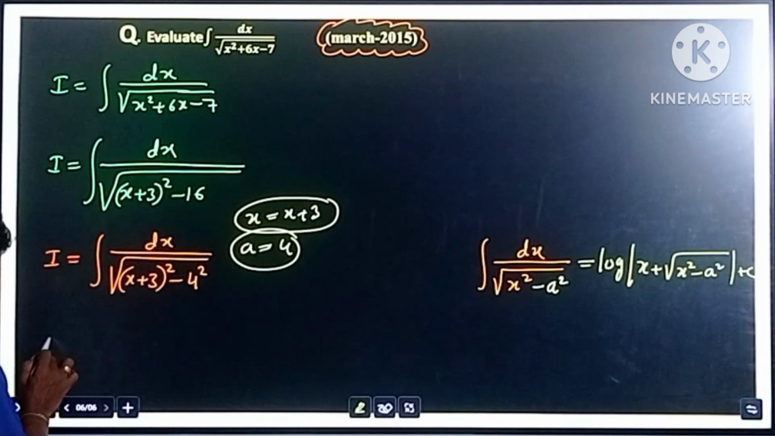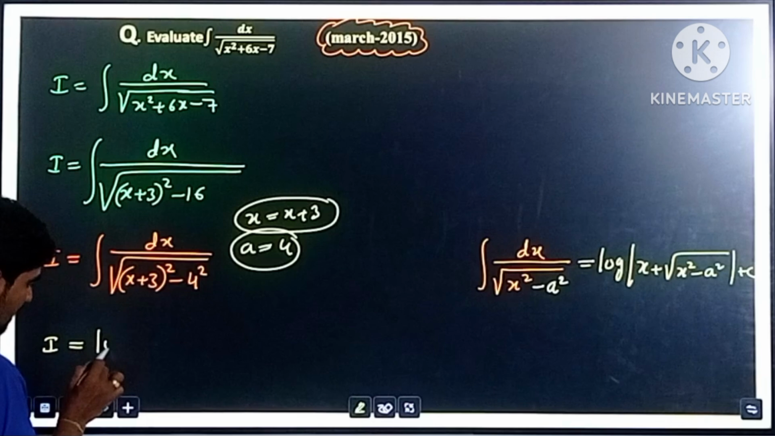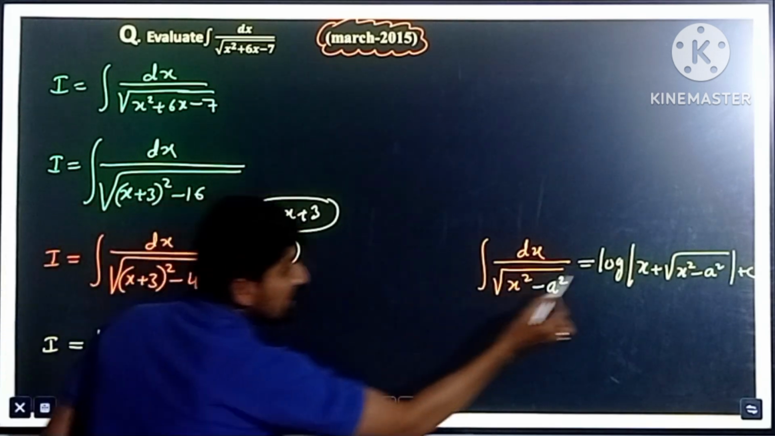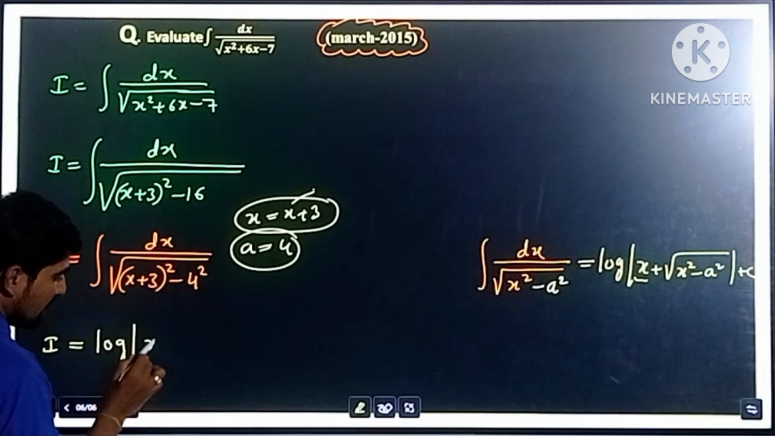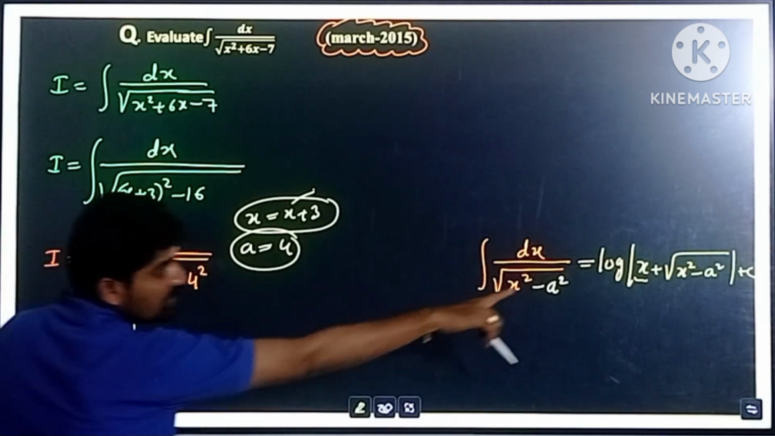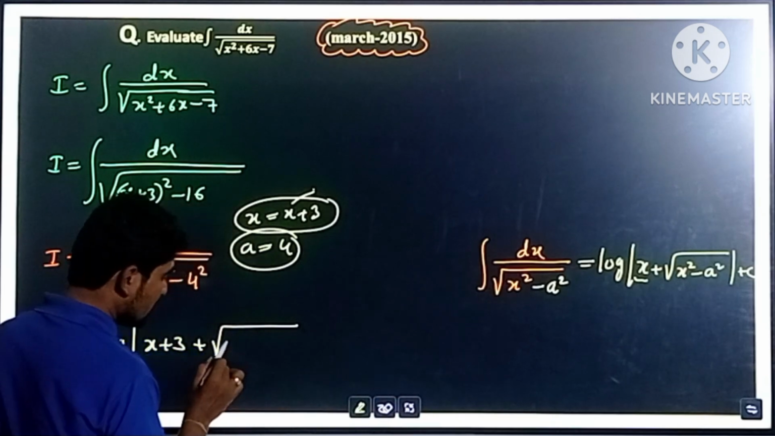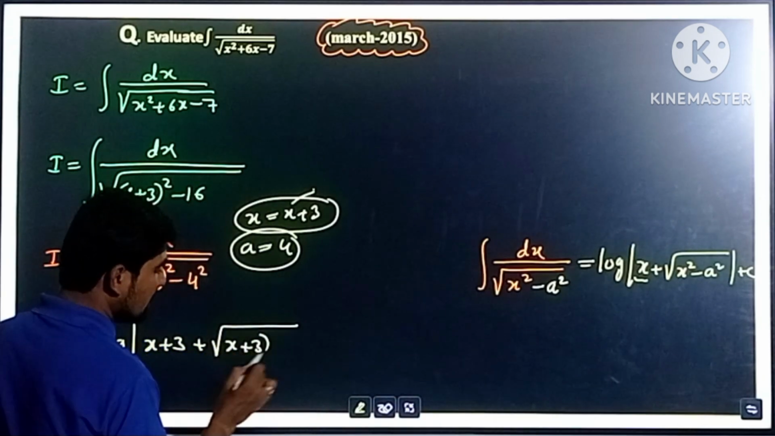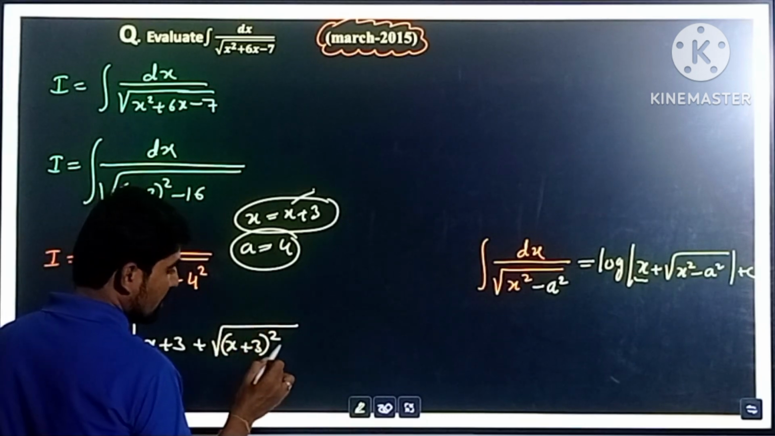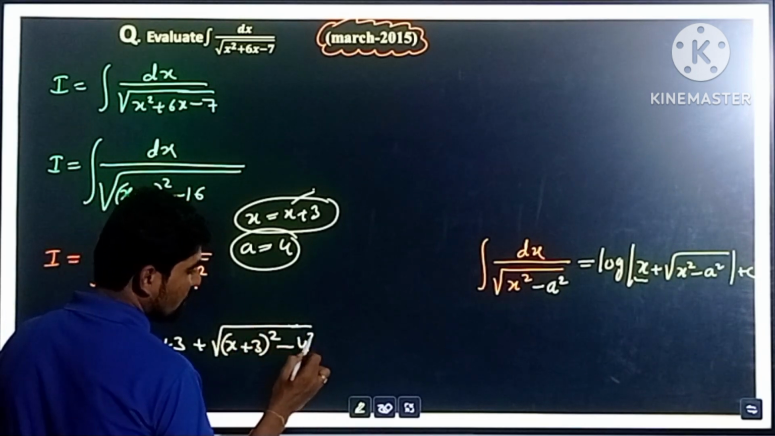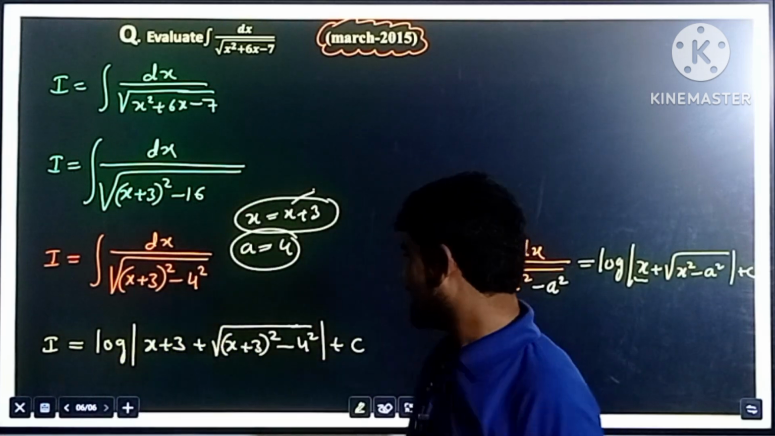So this is equal to what? I equals log of, in the formula, x. So what is x here? x is x plus 3. So therefore x plus 3, next plus square root of x square, which means (x plus 3) whole square minus a square. What is a? 4. It means a square is 4 square, plus c. I hope all of you are understanding.